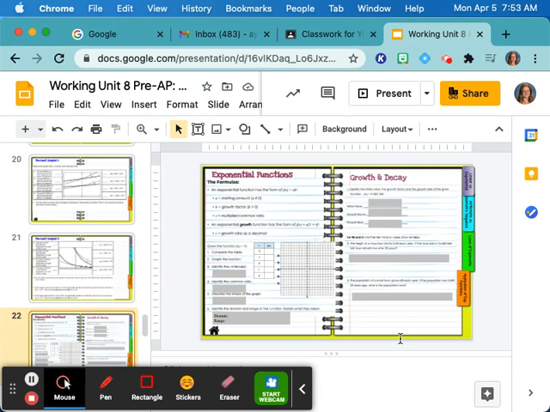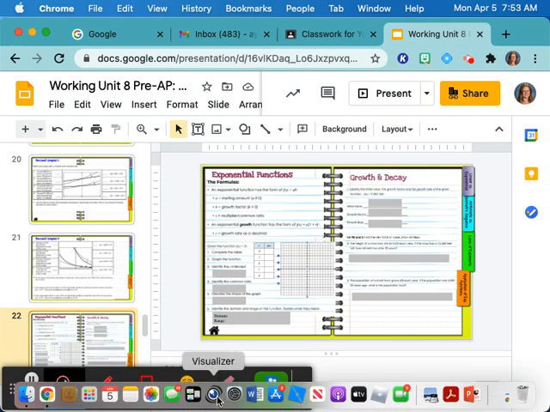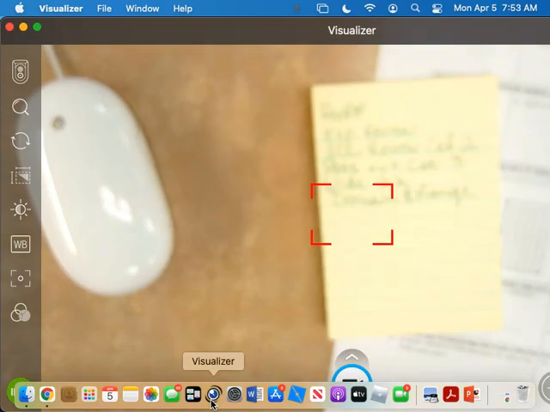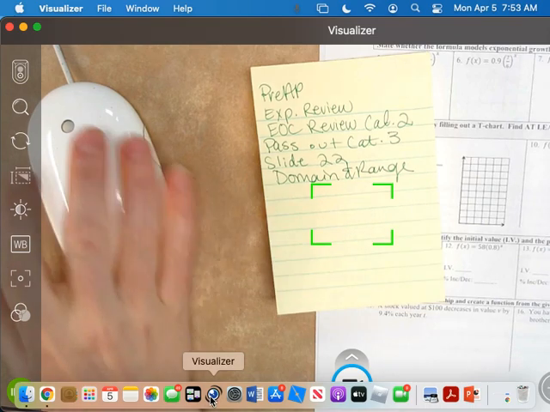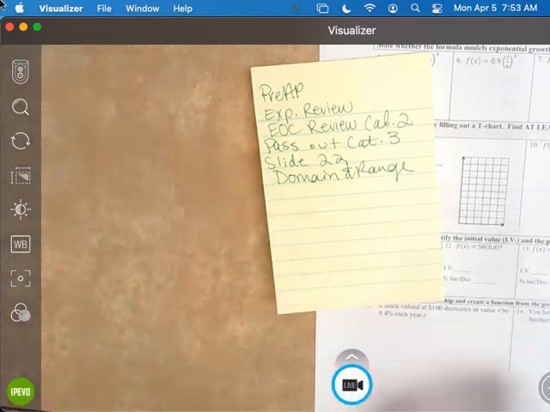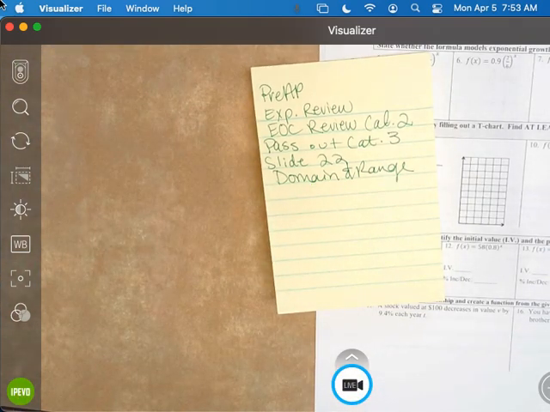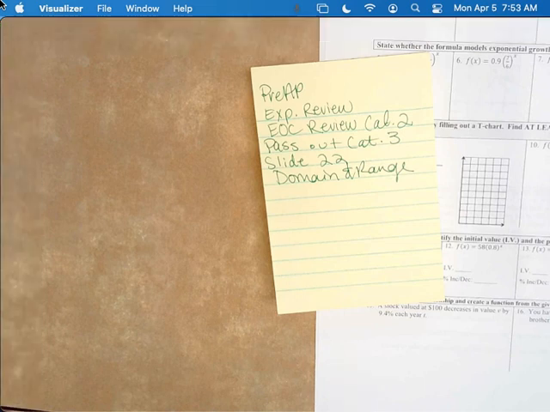Okay, today we have a few things to do. So exponential function review, we need to look at that and see what questions you have. And then you need to turn in your category 2 EOC review. I'm going to pass out the category 3 review, which will be due next Monday, so you get a full week with it. And then we're going to do slide 22 and then domain and range for exponential functions.